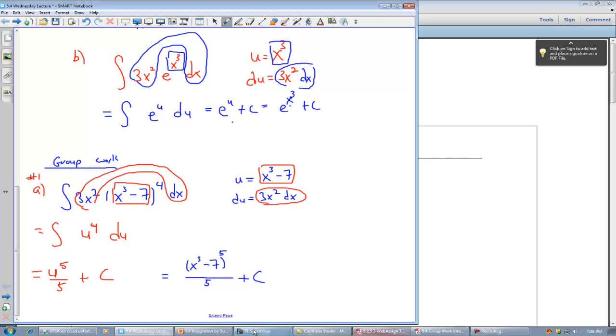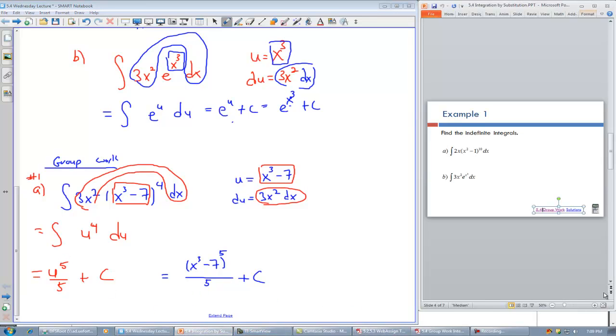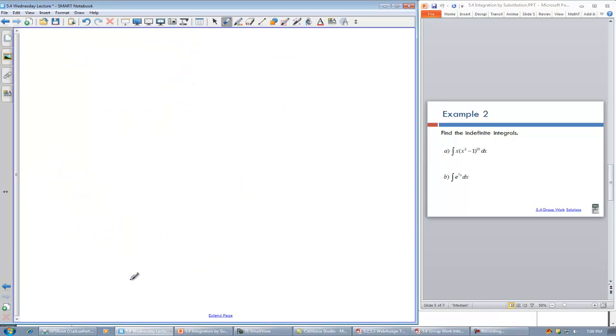Okay, so the next thing we want to talk about, next example, let's look at the next set. They're a little bit different. For example 2, let's see how they're different. Part A, I have the integral of x times (x squared minus 1) to the 10th dx. I'm going to use integration by substitution.